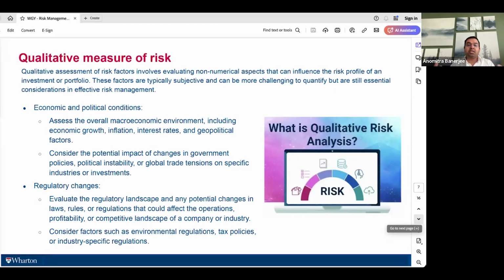So what you're doing is basically considering the potential impact of say, change in government policies, about political instability, about global trade tensions. So you'd basically take them into factor while understanding the measure of risk that comes out of that, right?